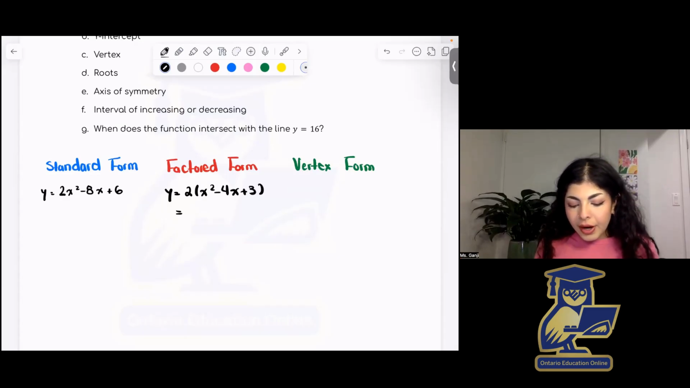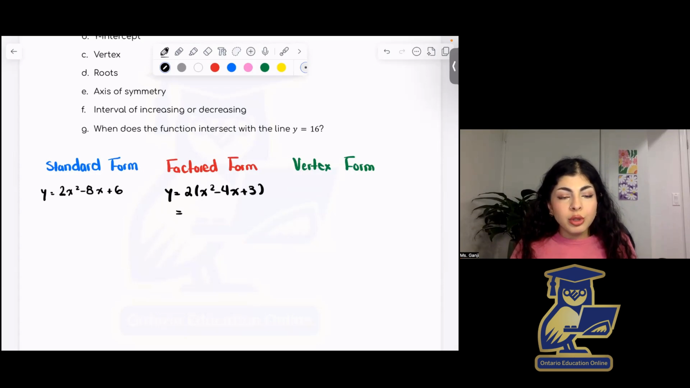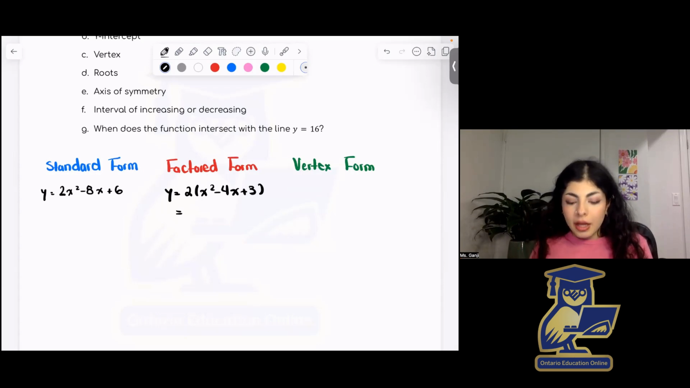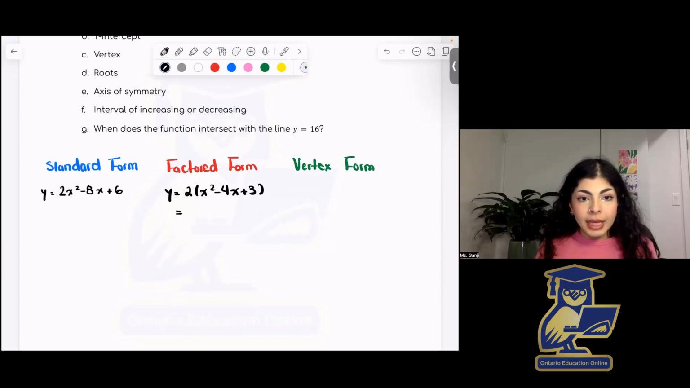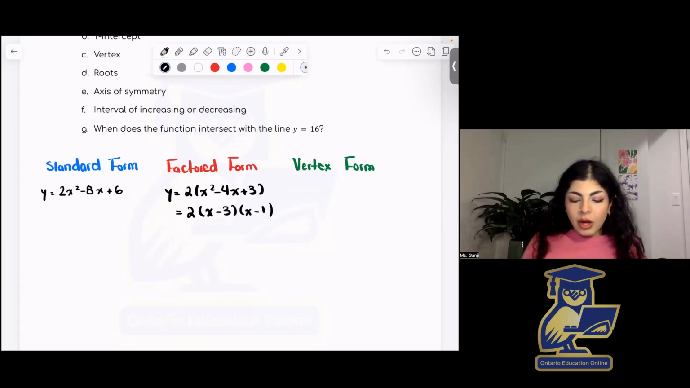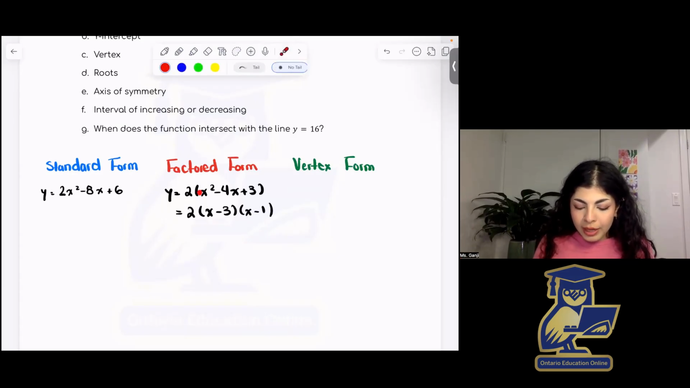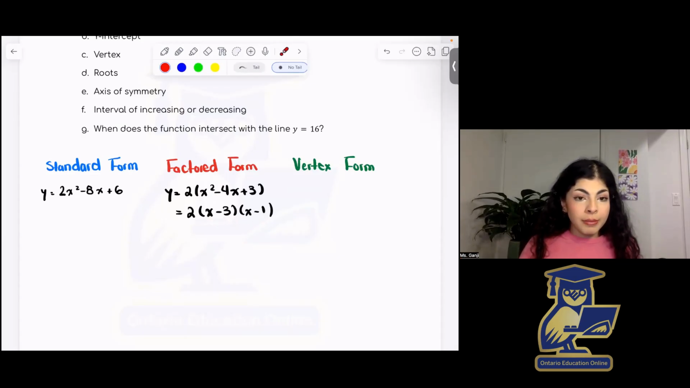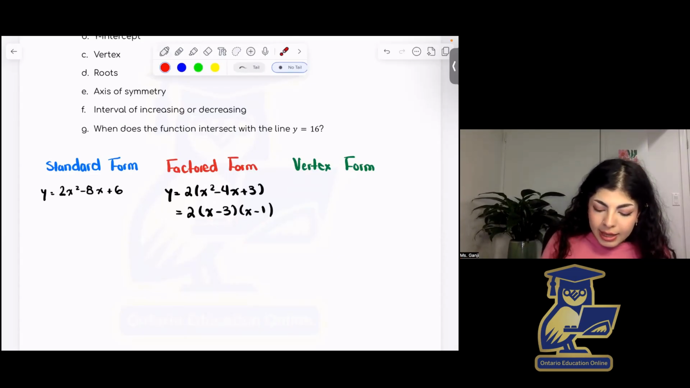And then here I will test if I have two numbers whose product is A times C, so 3, and their sum is -4. These two numbers will be x minus 3 and x minus 1. And you can always do FOIL if you're unsure. So I would get x squared and -3x as well as -x, which are going to give me -4x, and the last two terms multiplied will give me +3. And that is my factored form.